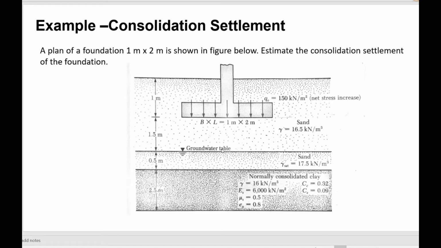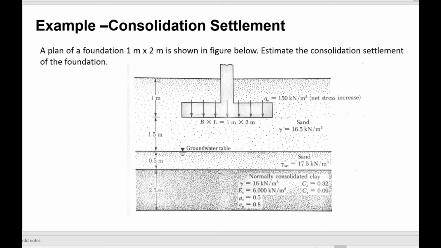Be very careful with this groundwater table. We need to consider the gamma saturated here. And we have the clay layer. It is mentioned that it is normally consolidated clay with all the information of Young modulus, cohesion ratio, void ratio, compression index, and swelling index.